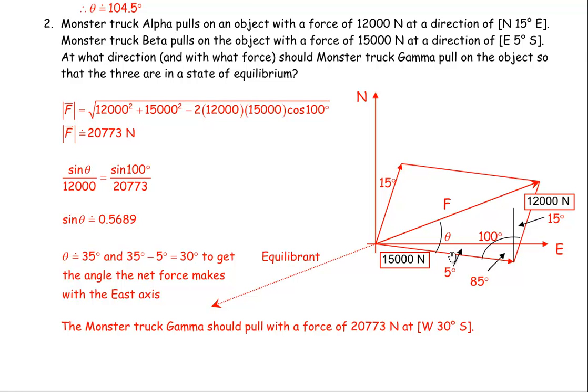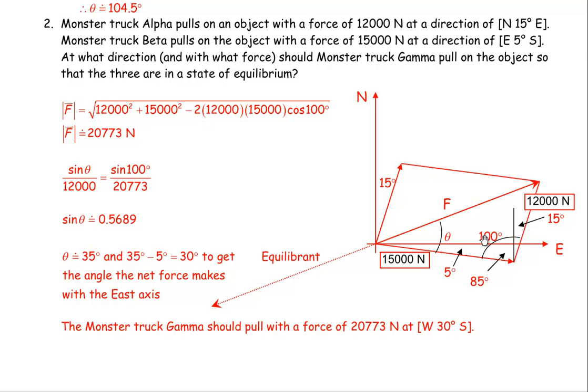Because remember, three angles in a triangle have to add to 180, and if one of them is 90, that means the other two have to add to 90. So that's why I know if this is 5, this is 85 here. So this whole angle right here would be 85 to there, plus another 15, which makes 100. So that's why this angle here is 100 degrees.